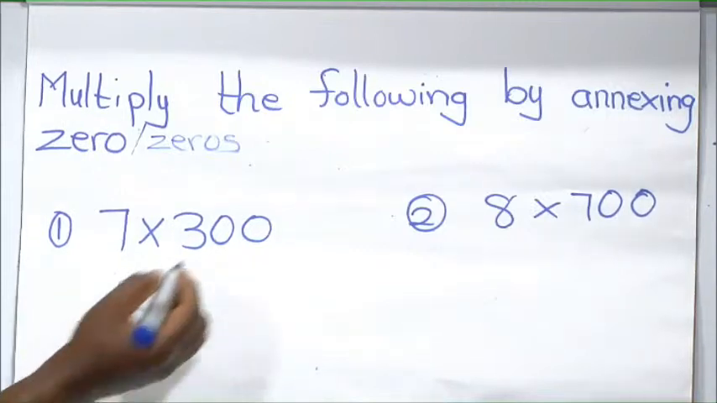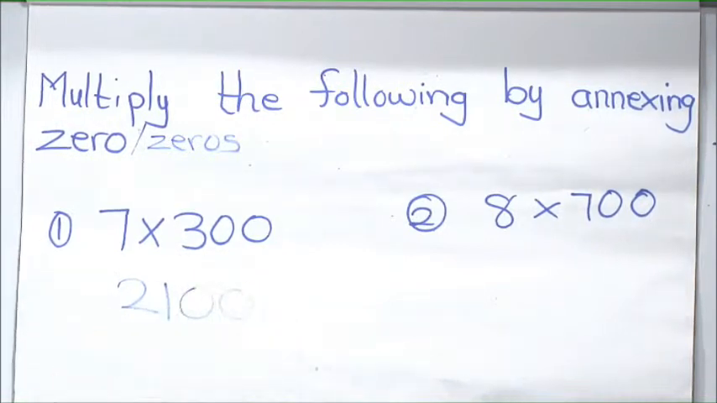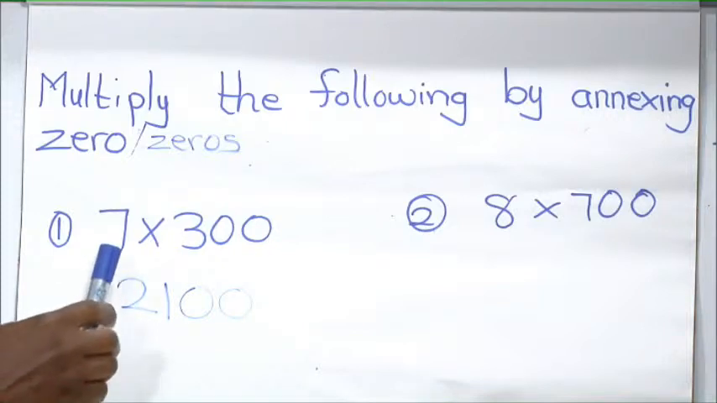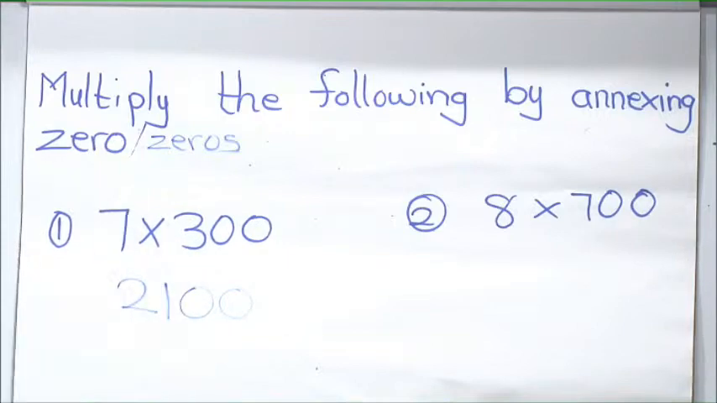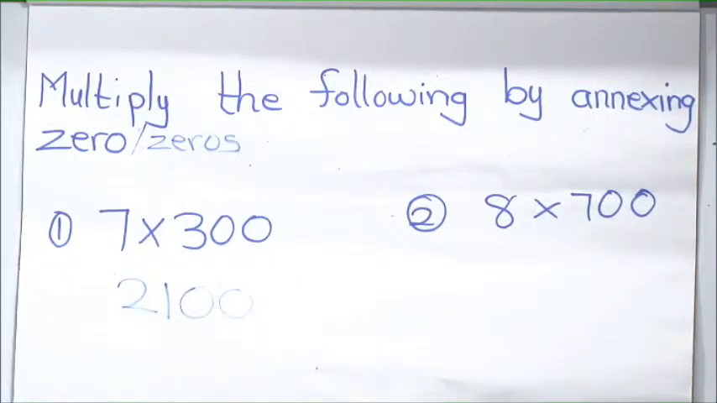And from here, we are going to bring the zeros. Let's add the zeros. And we are done. So 7 times 300, our answer is going to be 2,100. Remember the steps. We just multiplied the 7 and the 3. And after that, we added the 2 zeros, because we have 2 zeros over here. Good. Let's work more examples.